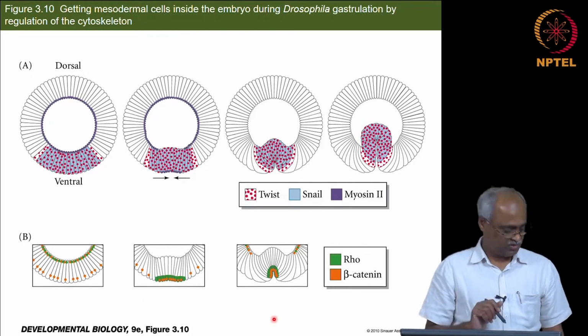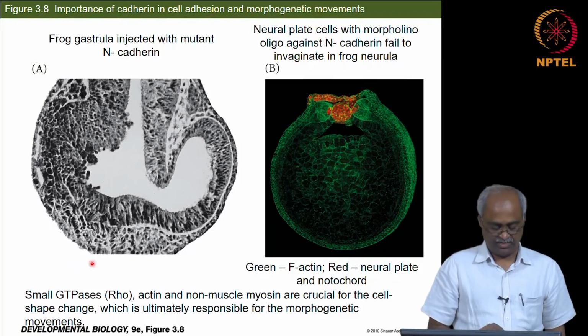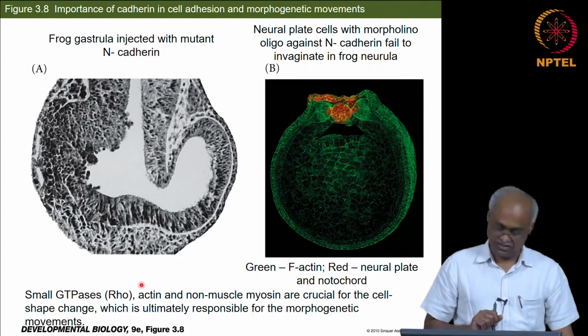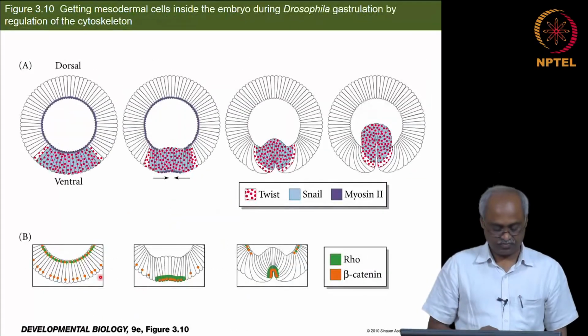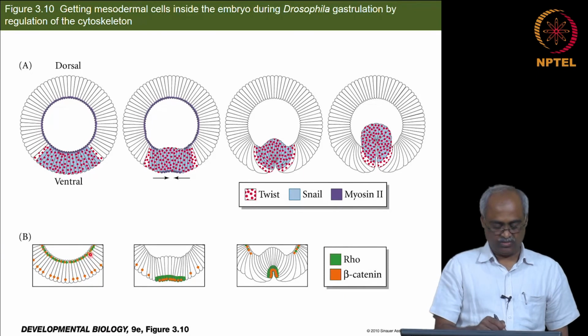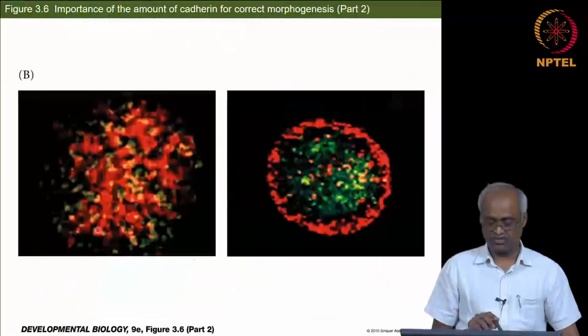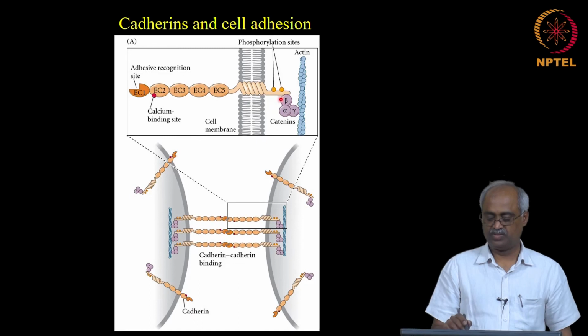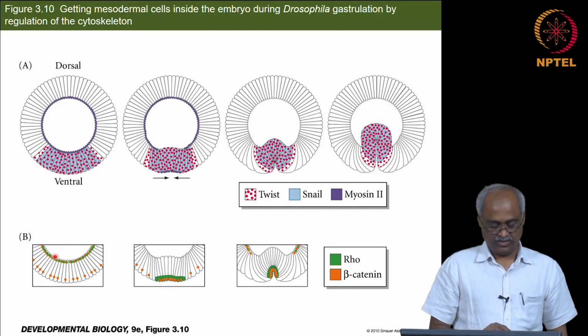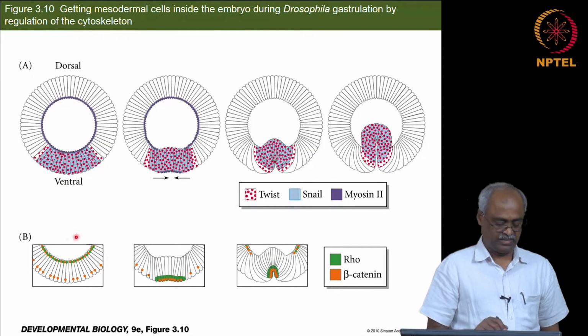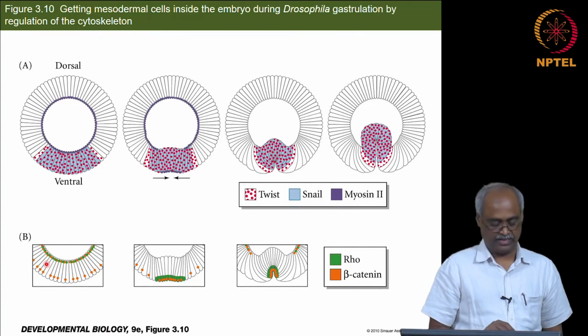Remember I told you about small GTPases and non-muscle myosin and their interaction with actin, that matters for this, and that is what you are seeing here. So, here you have Rho localized on the basal side and you have beta catenin as well there. Remember beta catenin, right. So, do not forget this, which is critical for attaching cadherins to the actin. So, this is the early stage distribution. You have some beta catenin here, but Rho is primarily here.